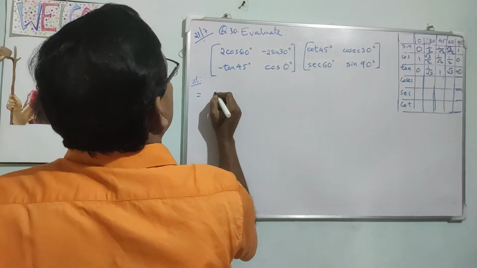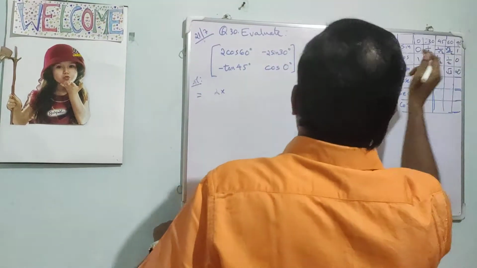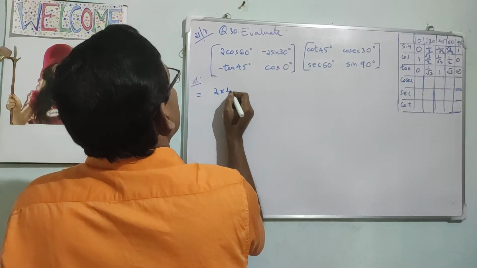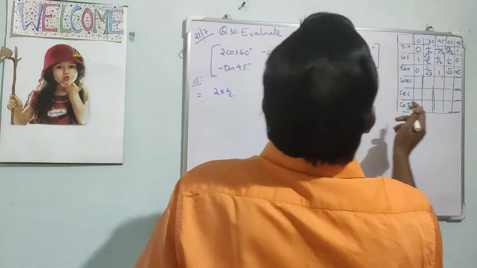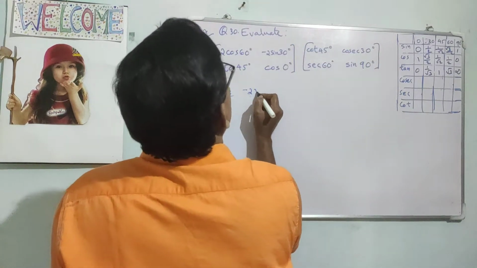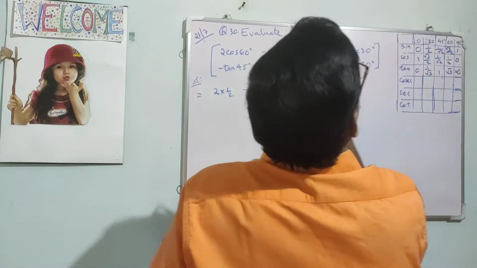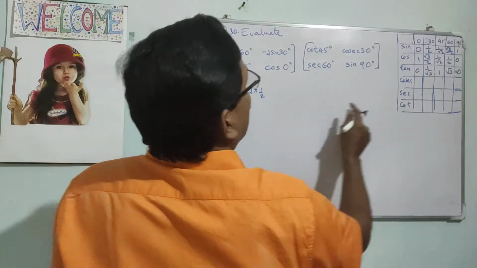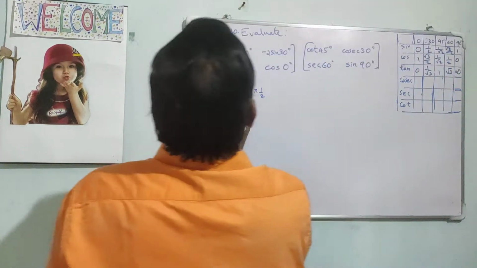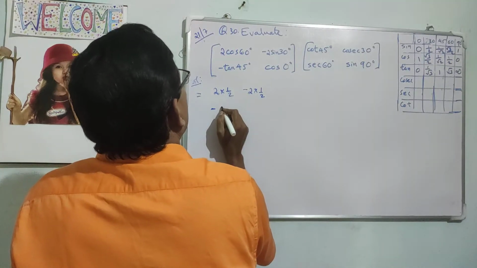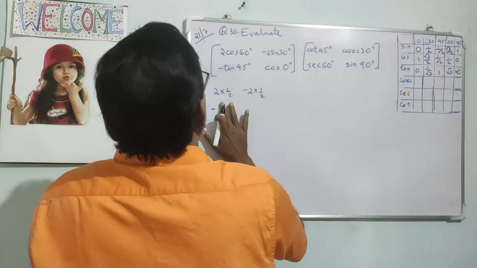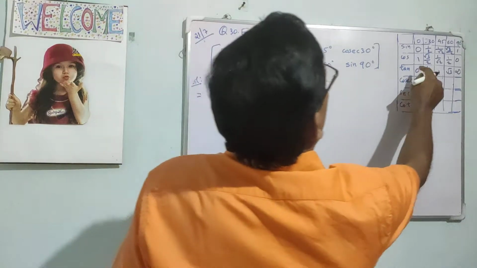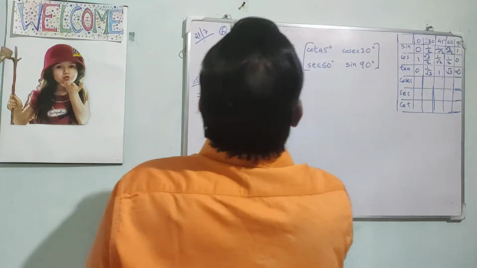2 cos 60. 2 into cos 60, which is 1 by 2, so 2 into 1 by 2. When we simply evaluate, you will get 1. Then minus 2 sin 30, minus 2 into sin 30. Sin 30 is also 1 by 2. Then minus tan 45 degrees. Tan 45 is 1, so minus 1. Again cos 0 is 1.